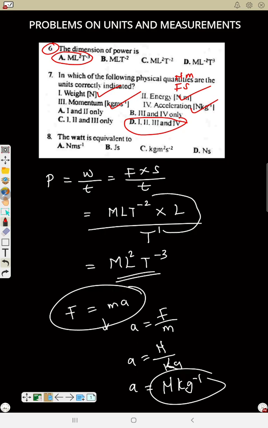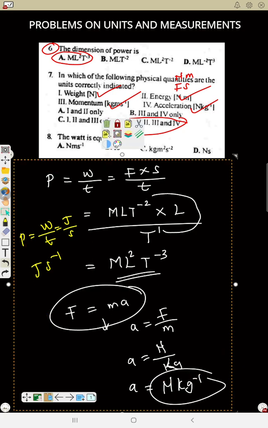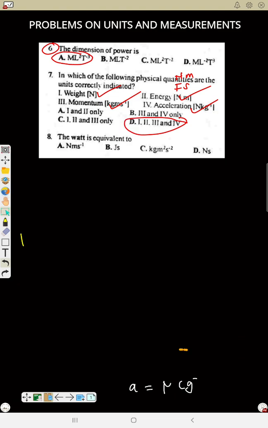8. The watt is equivalent to, watt is the unit for power. Power is work over time, and work is in joule. Time is in second. That will be joule per second. So it should be joule per second, not joule second. So joule per second, joule is also force times displacement. So if I break it down, I'm working towards the answer. So we have seen power now, but according to the answers, they still express it further.